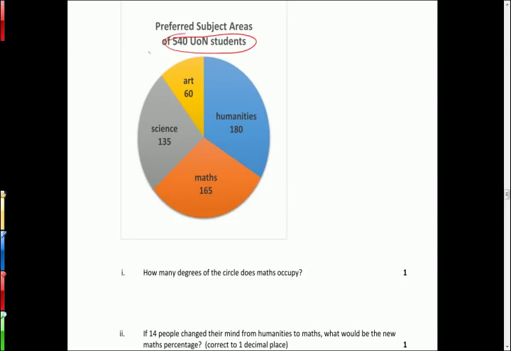So what fraction of the circle is maths? Well, it's 165 people out of the 540 people. So that's the fraction of the circle contained by maths. How many full degrees in a full circle? I know it's 360. So it should be that fraction of all of the 360 degrees will tell me how many degrees should be maths. 165 divided by 540, and then it's getting times by 360. And it says 110 degrees. So that must be about 110 degrees.